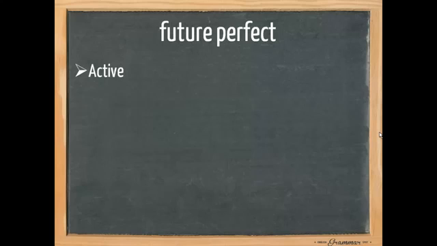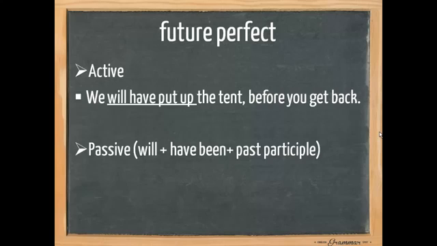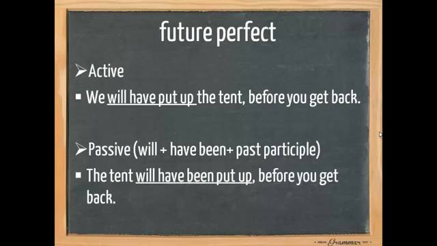And for the future perfect: We will have put up the tent before you get back. And the passive: will plus have been plus the past participle. Remember, it's a perfect, so we need to use been. The tent will have been put up before you get back. So those were all the tenses. Remember, use a form of to be and use the past participle.